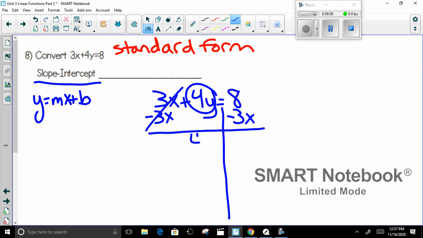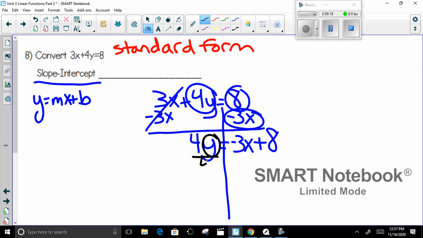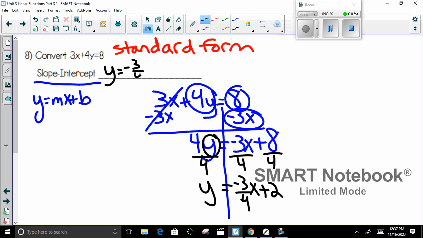Remember, when you're rewriting it, I want my x part first, so negative 3x, and then this is a plus 8. Now I would like to finish getting y by itself, so I divide every single thing by 4, and when I do that, I want to reduce if I can. Negative 3/4, I can't reduce that, so my slope is a fraction. 8 over 4 can be reduced. So I have successfully changed it to slope-intercept form. Remember, that's your slope, that's your y-intercept, in case you needed to know it.